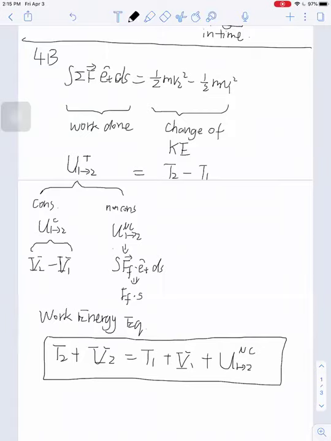But keep in mind, this work done by non-conservative forces is here, right? It comes from here. But where is this part, the work done by the conservative forces? Actually they're in a different form as V1 and V2, which is already built into our work energy equation, V1, V2. And our kinetic energy, T2 minus T1, or T2, T1, are also in the equation.